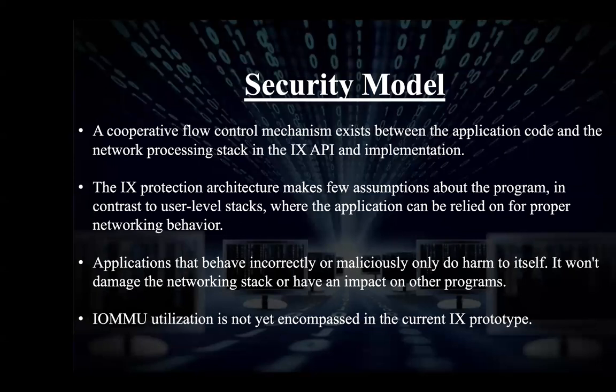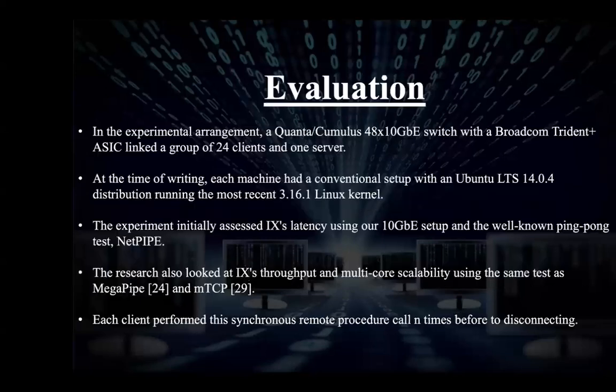Security model. A cooperative flow control mechanism exists between the application code and the network processing stack in the IX API and implementation. The protection architecture makes few assumptions about the program, in contrast to user level stacks, where the application can be relied on for proper networking behavior. Applications that behave incorrectly or maliciously only do harm to themselves. They won't damage the networking stack or have an impact on other programs. IOMMU utilization is not yet encompassed in the current IX prototype.